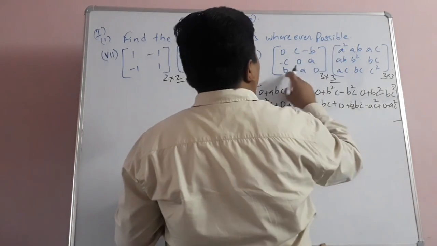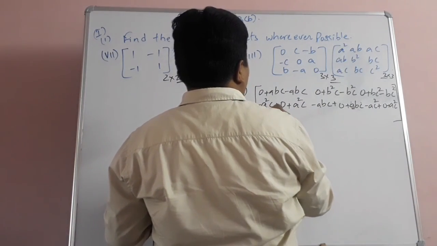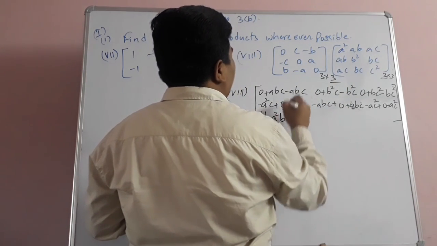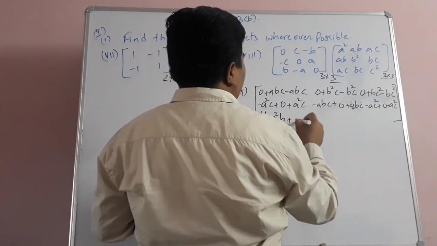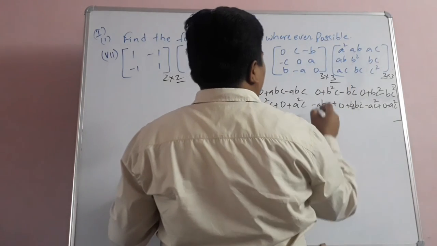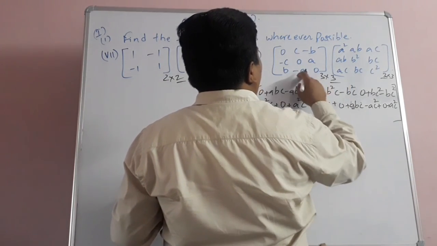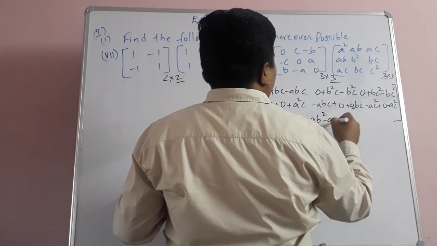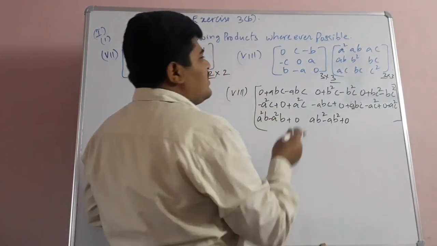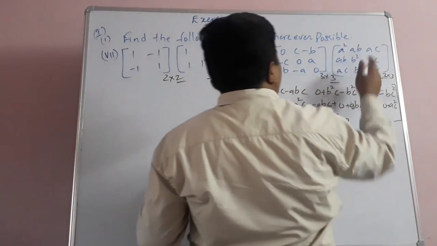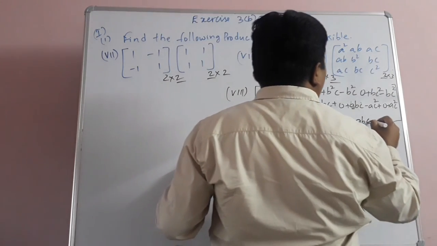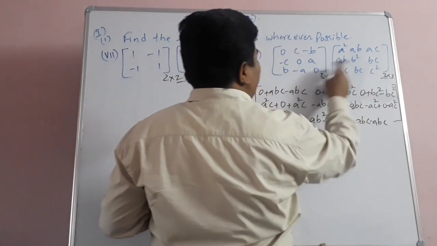Third row, first column: B into A square is A square B, minus A into AB, that is minus A square B. 0 into AC is 0. Now third row, second column: B into AB is AB square, minus A into B square, minus AB square. 0 into BC is 0. Now children, third row, third column: B into AC is ABC, minus A into BC, minus ABC. Plus 0 into C square is 0.